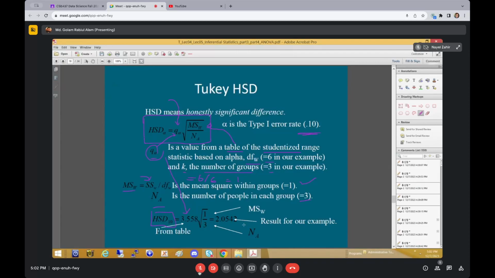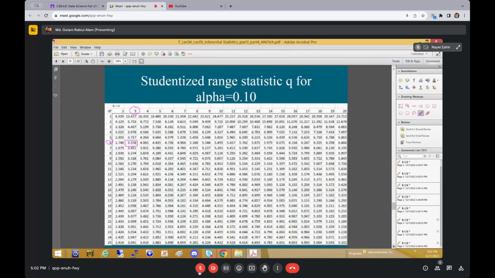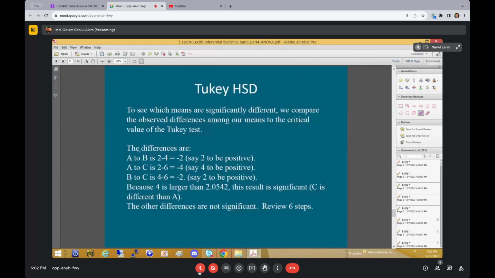And that is 2.0542. So this is our HSD value. HSD is the honestly significant difference. The honestly significant difference is 2.0542. Now what we have to do is find the difference among the groups.